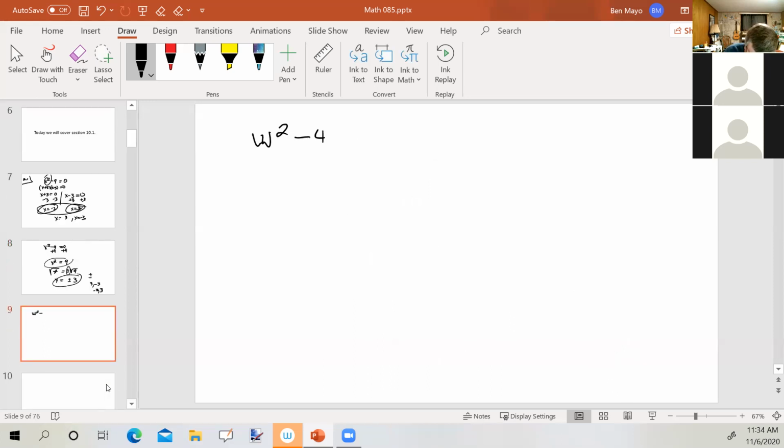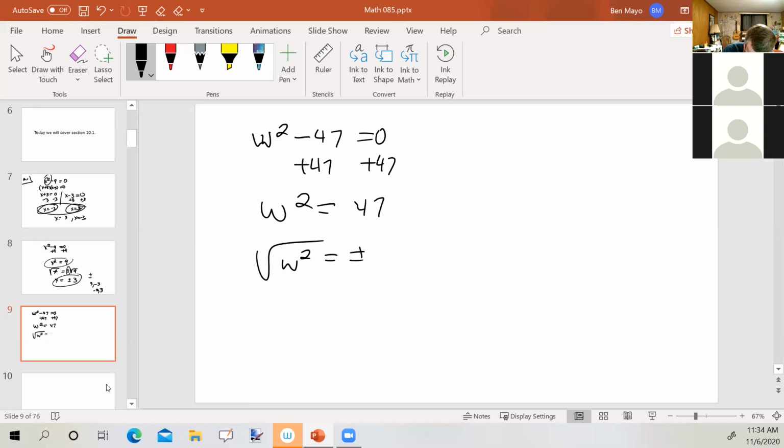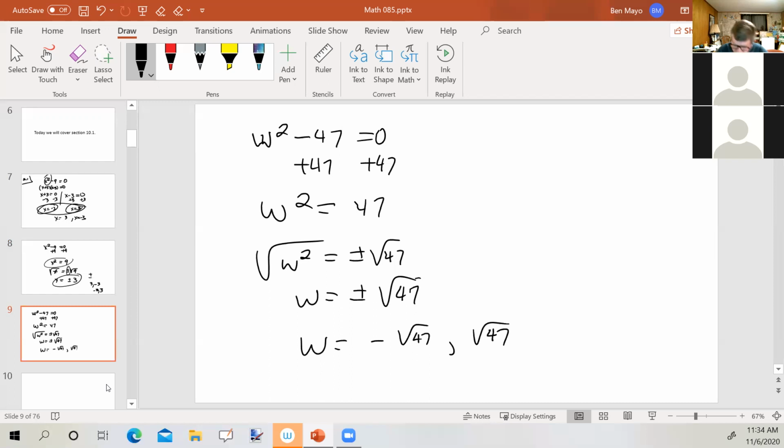All right, now let's take a look at another problem: w squared minus 47 equals 0. Again, I'm going to add 47 to both sides of the equation. Now I have a variable squared equals a constant. I will take the square root of both sides, and I get w equals plus or minus the square root of 47. Now, 47's prime, so the square root of 47 doesn't simplify. My two answers are going to be negative the square root of 47, comma, the square root of 47.